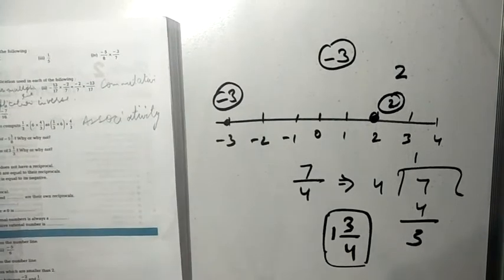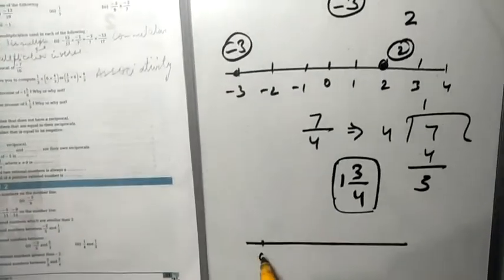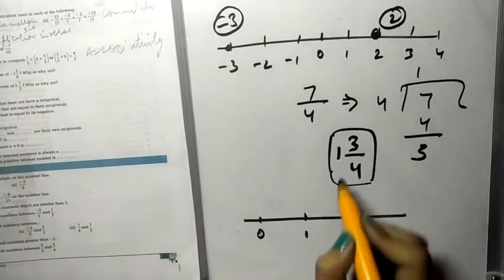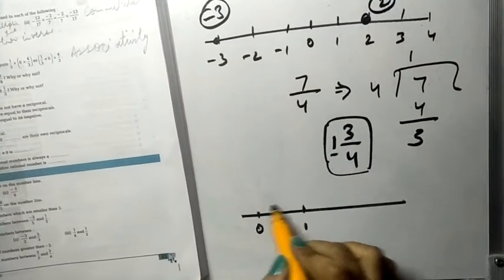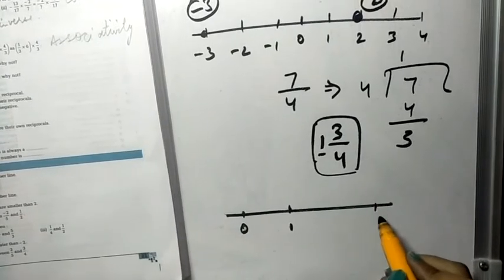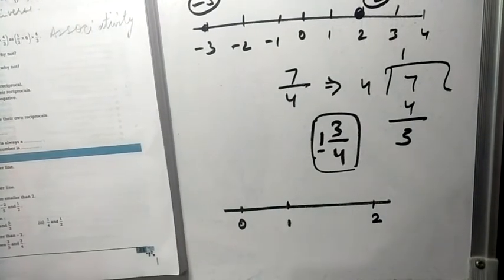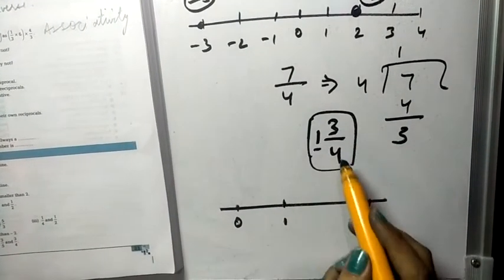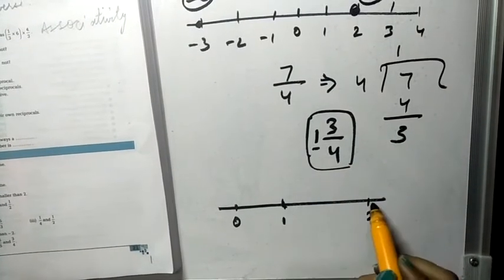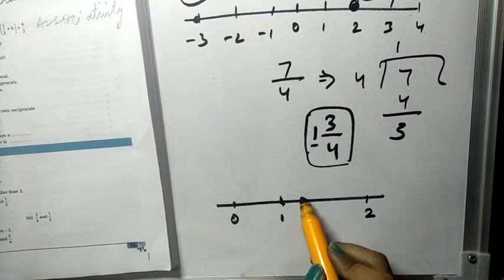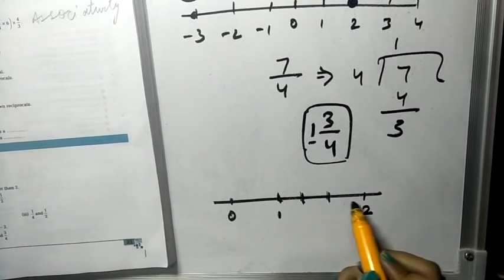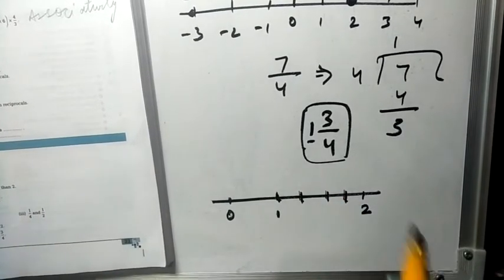Then there is a line. This is the 0 and this is the 1. Here we have done this complete. From here to here it is 1, and from 1 till 2 it's 3/4. So first we divide it from here to here into 4 parts. 1, 2, 3 and this 4.